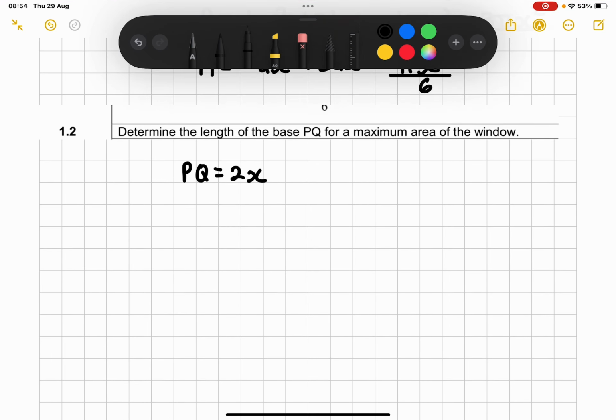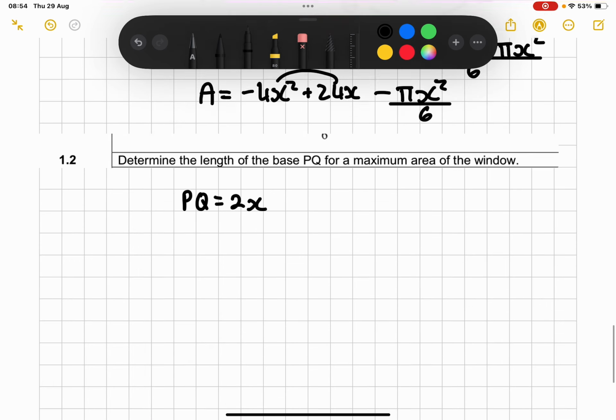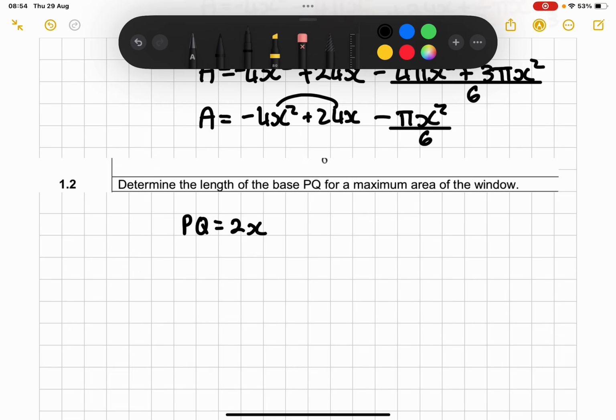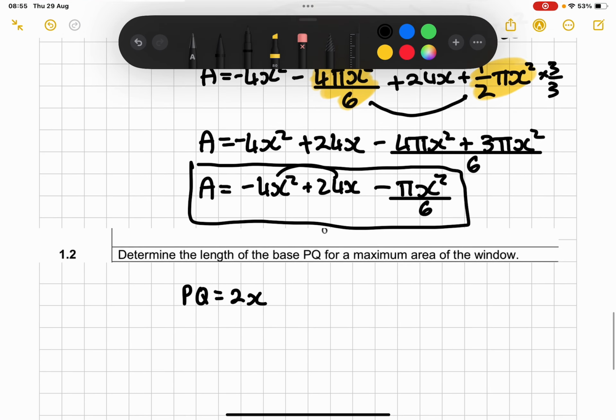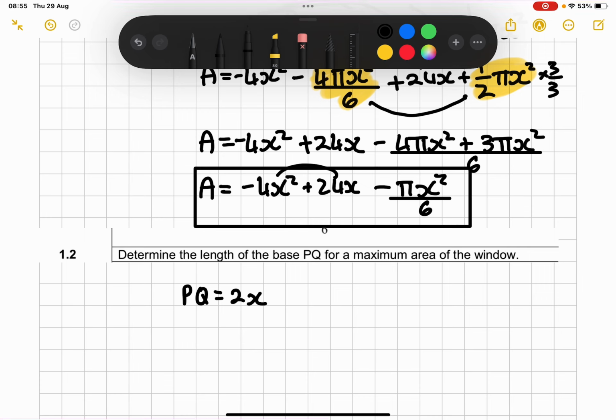We're not looking for a maximum value of PQ, right? We're not looking for a maximum value of this 2x. We're specifically looking for the maximum area of the window, okay? And so what we'll find is that we're actually just going to solve for this equation over here. We're going to find the maximum of this.